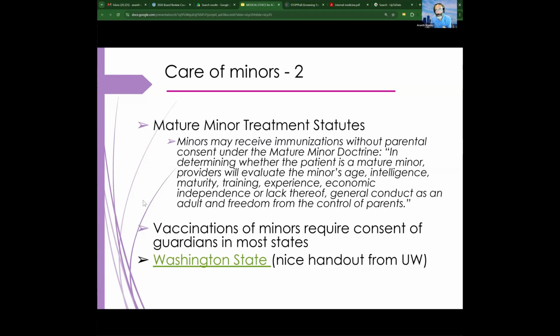Do you notice I said a lot of requirements there? The way to interpret that, I think, is that in the state of Washington, if you did a very thorough discussion with this patient and you felt confident again that they had the maturity, the experience, the understanding, and they were in a social situation where they weren't able to easily have their guardian there, then you could proceed with the vaccination at that visit.